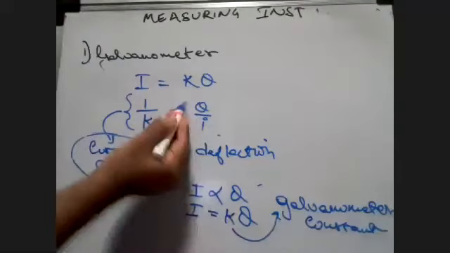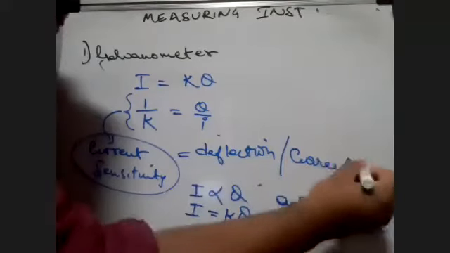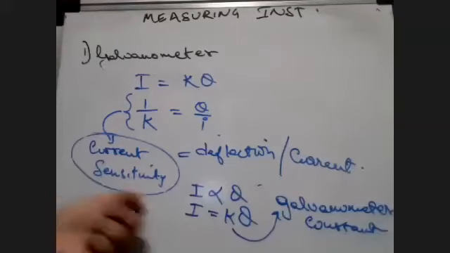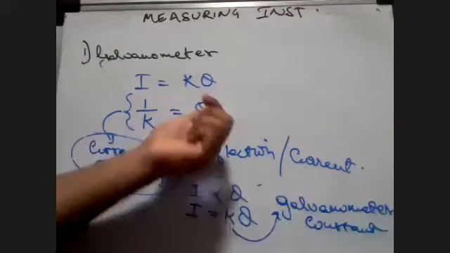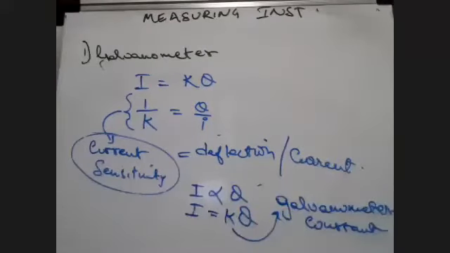Deflection, that is theta, per unit current. Deflection per unit current. Please remember this formula. Current sensitivity: 1 by k equals theta by I, or you can simply remember I is equal to k theta.